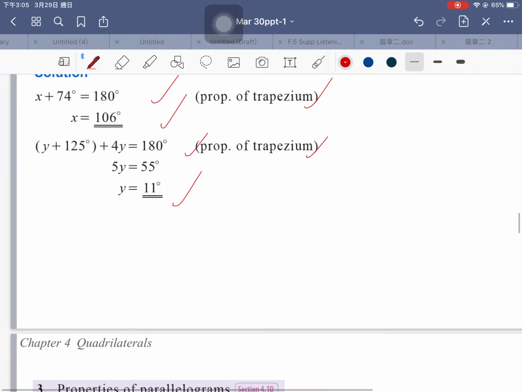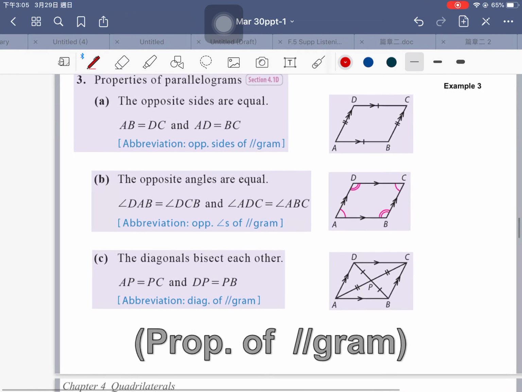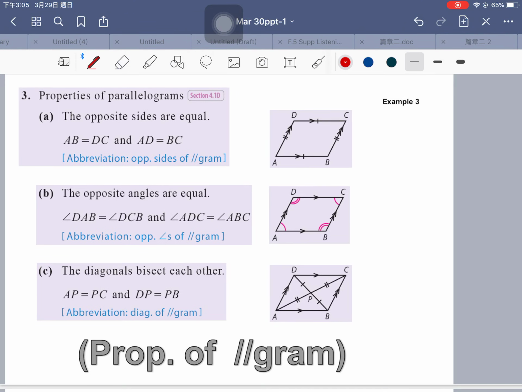You got y. And for parallelogram, there are a lot of properties. The opposite sides are equal. The opposite sides are equal. And then the opposite angles are equal. And the diagonals bisect each other. This all we can call property of parallelogram, instead of this 1, 2, and 3. So we better use property of parallelogram, not to get mixed up with them.